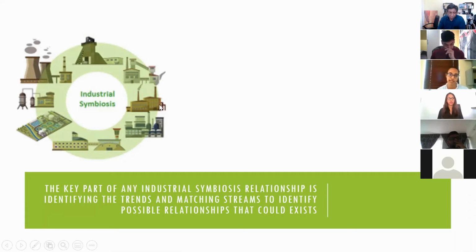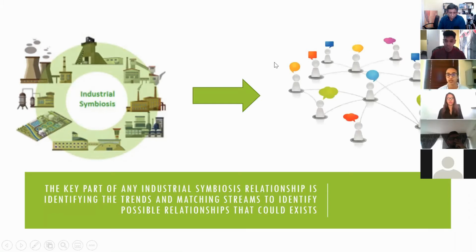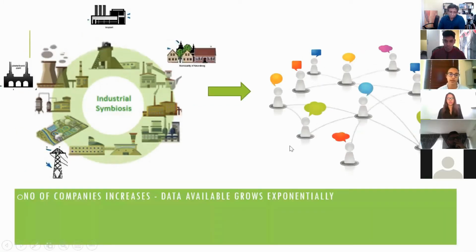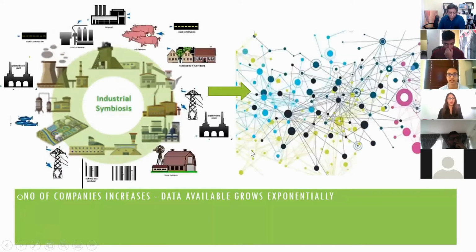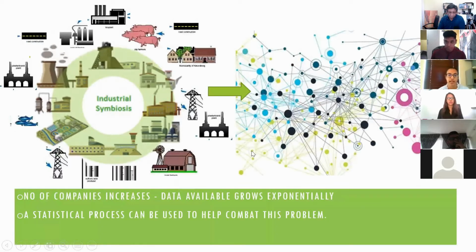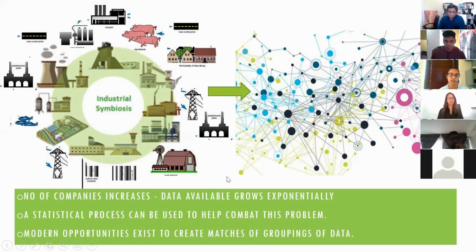So you've got this network of companies and you really just want to create the matches between them. However, the problem is that as the number of companies increases, the data that you have to handle grows exponentially. Then it becomes almost impossible for a human task force to handle this and to get accurate data out of it. So that's where our statistical and mathematical models will help combat this problem. Modern opportunities exist to create these matches of groupings of data.